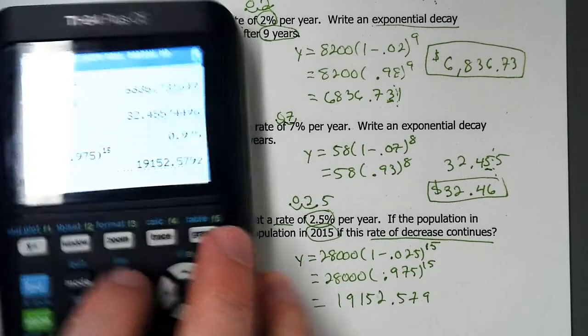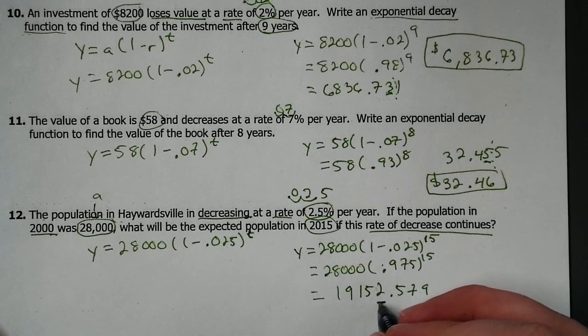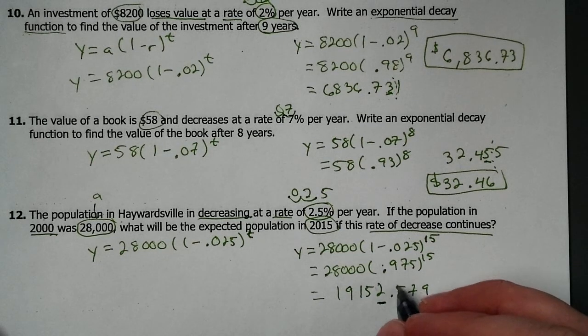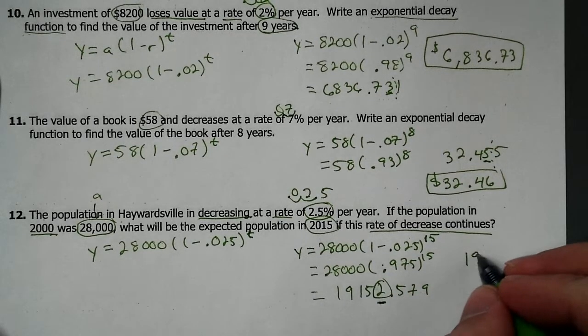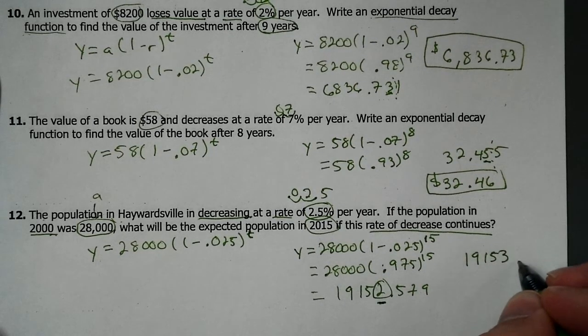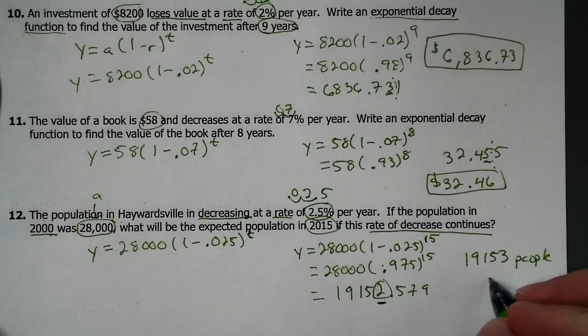19,152.579. Now, this one is talking about people, so we're going to have to round to the nearest whole. So we're rounding to that place. That 5 makes the 2 go up. So it's going to be 19,153 people. That's how many they would expect in 2015.